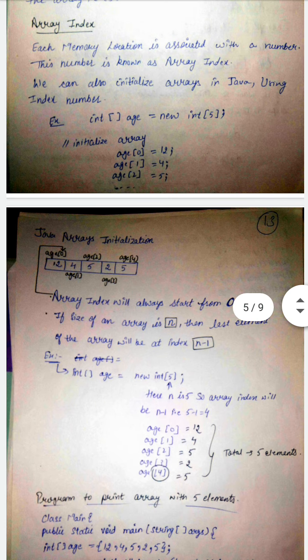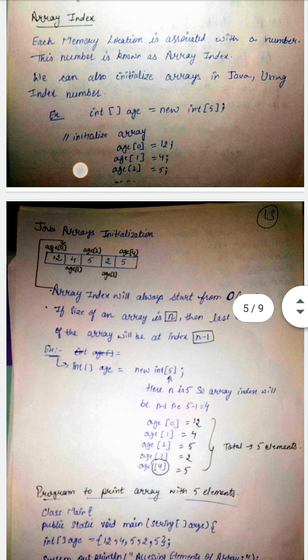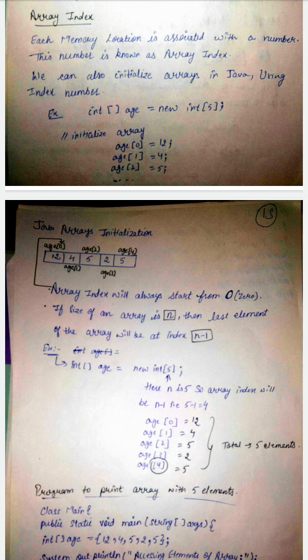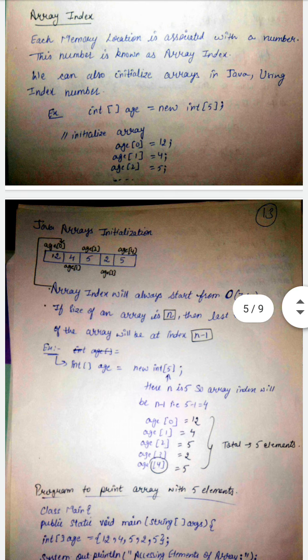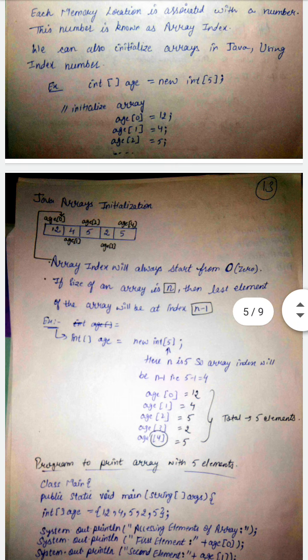were 5. Okay, so in this case, as we have taken the size or the length of the array in the closing bracket, that is 5. So in the array we will initialize these values with the help of index. So the index of an array will always start from 0. Okay, so here you can see age, and in brackets I have written 0. So this 0 is the index of this array, age.